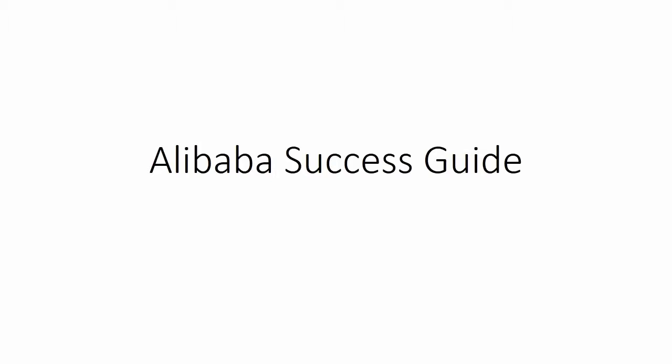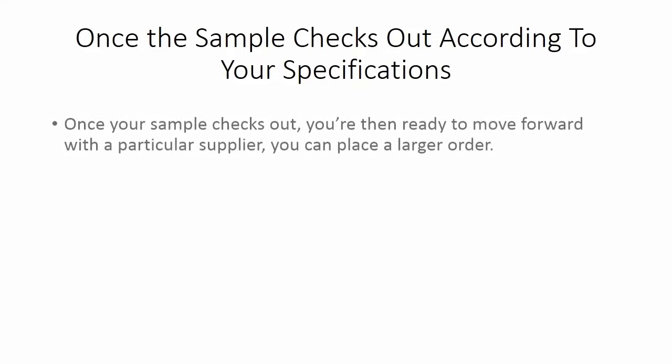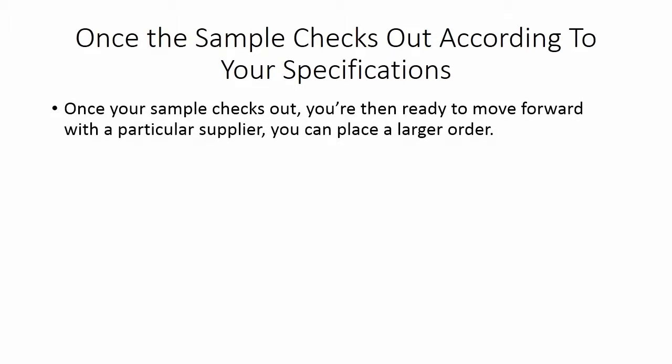Welcome back to the Alibaba Success Guide, and in this video we are going to start from the point at which your sample actually checks out and you're comfortable with it, and then you want to go forward with this supplier. Now once your sample checks out and you've approved it, you're then ready to move forward with a particular supplier so that you can place a larger order for product.